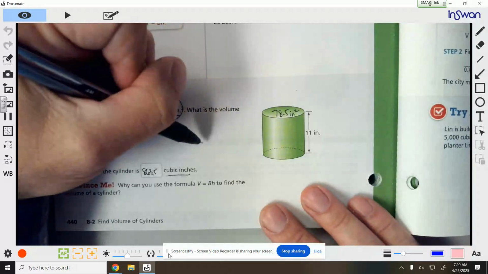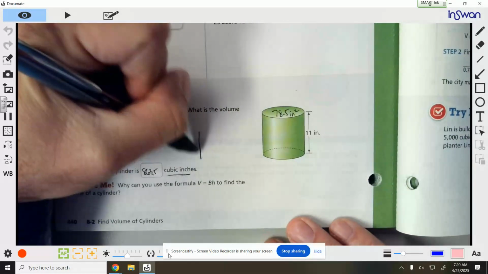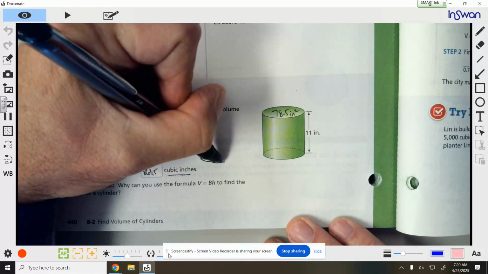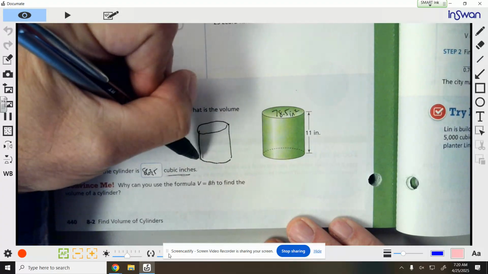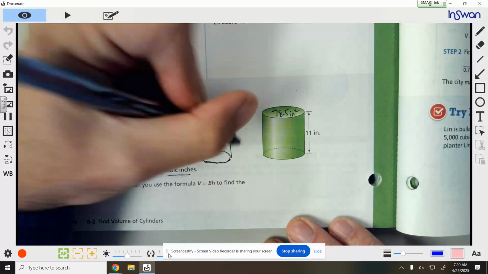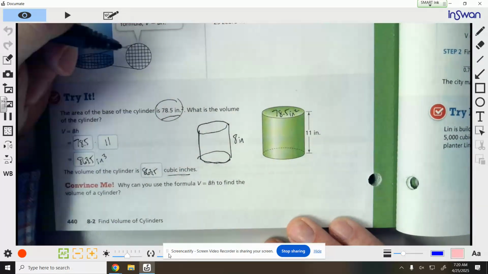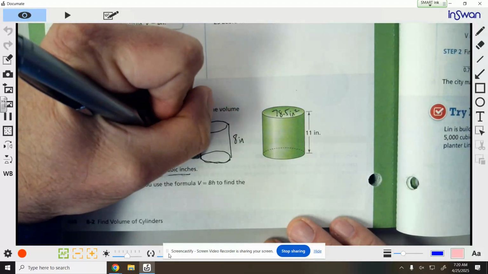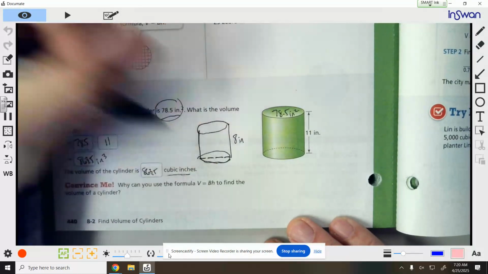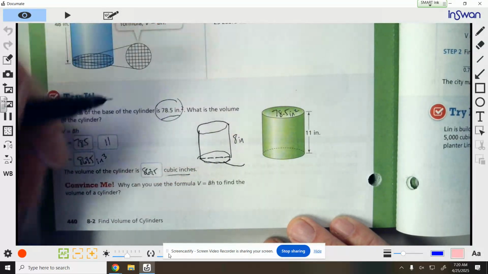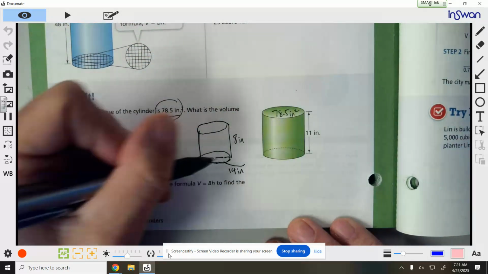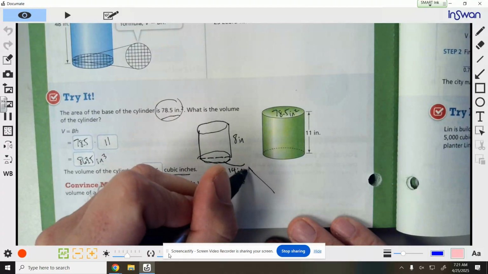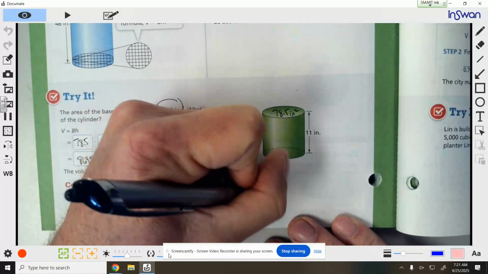Okay, so let's say we have another cylinder. And this cylinder is going to be a little bit shorter. All right, so let's say this one is only 8 inches. Okay, and let's say the diameter of that is going to be 14 inches. Go ahead and find the volume of this cylinder.